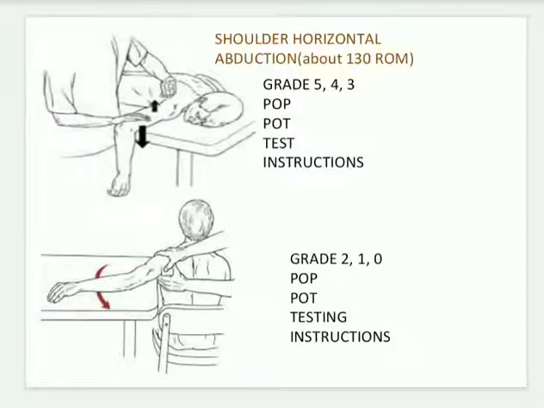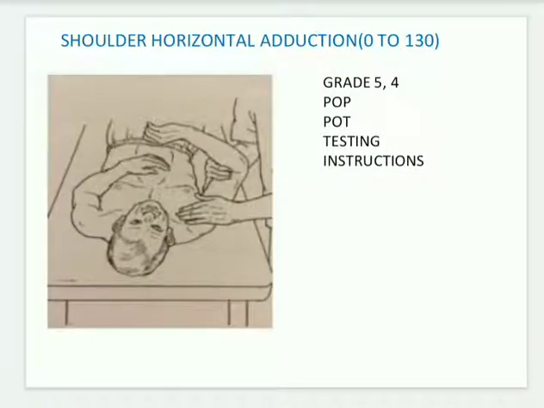0, no contraction. And shoulder horizontal adduction. Here, for grade 5 and 4, they can test the two heads, the clavicular head and the sternal head.